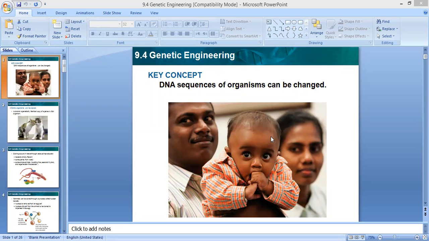Yes, anyone know? Anyone knows? Why is genetic engineering beneficial? How is it beneficial in changing DNA sequences of organisms? Yes, Tasneem. Is it like maybe because we do genetic engineering to give an organism a specific trait that they need or that they think is best for the organism? Yes, to change some trait, to change some disorder.